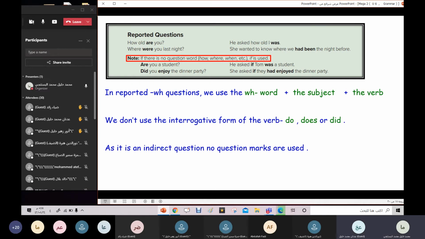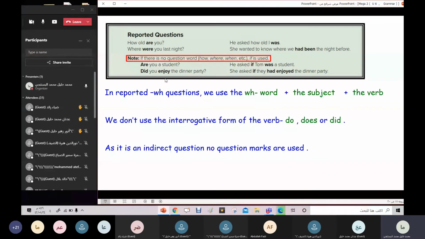In reported WH questions, we use the WH word plus the subject and the verb. We don't use the interrogative form of the verb do, does, or did, as it is an indirect question. As it is an indirect question, no question marks are used. Good. We do not use the interrogative form. In other words, we have to change the order of this sentence. Not "are you", it will be "you are", or "I was".